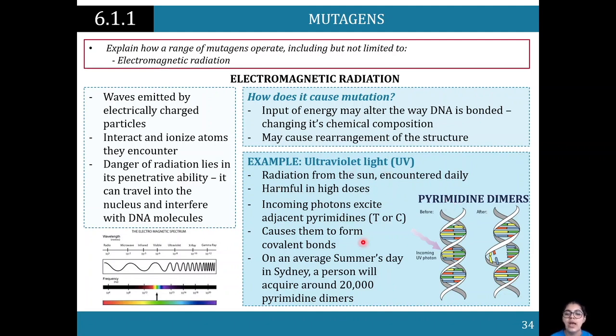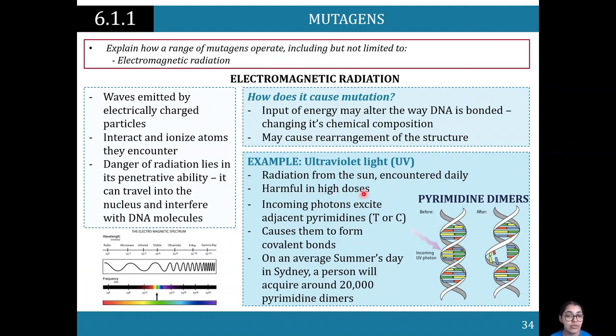For example, ultraviolet light is an example of electromagnetic radiation. It is radiation from the sun which, if encountered in high daily doses, can be harmful. However, we do encounter it daily, and that's why there is huge stress on the importance of wearing sunscreen, being sun safe, and wearing protective clothing, because we know that there is an increased risk of melanoma from it, which is skin cancer.